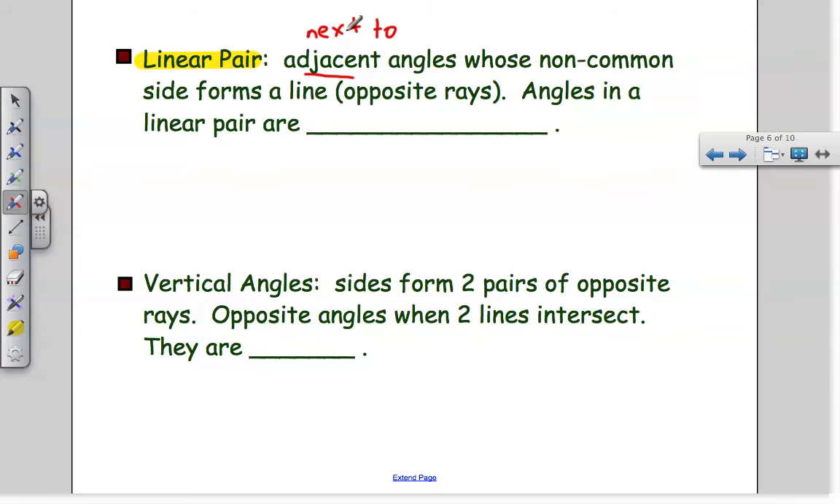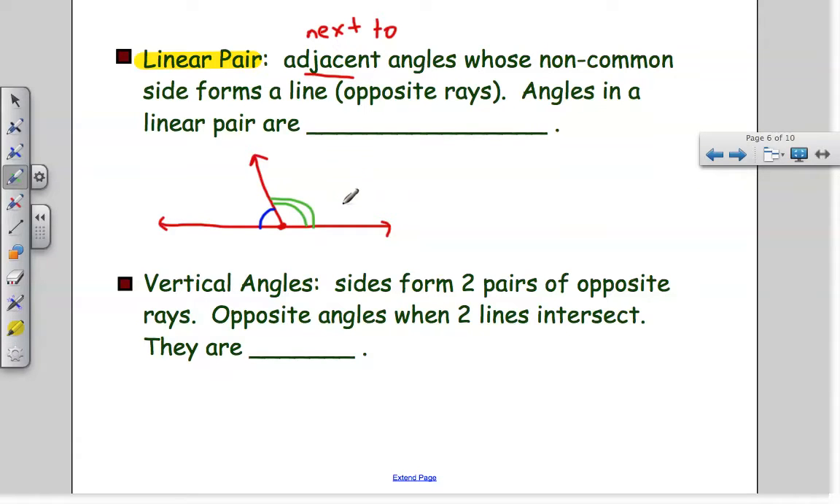These adjacent angles, it says, their non-common side forms a line or opposite rays. Meaning, of course, opposite rays are just formed by a line with some point in the middle. The non-common sides, that means there is one common side. Here we have a linear pair of angles. This blue arced angle and this green arced angle are a linear pair because they're adjacent, they're next to each other, they share this ray, and their opposite sides form a line, their opposite rays.